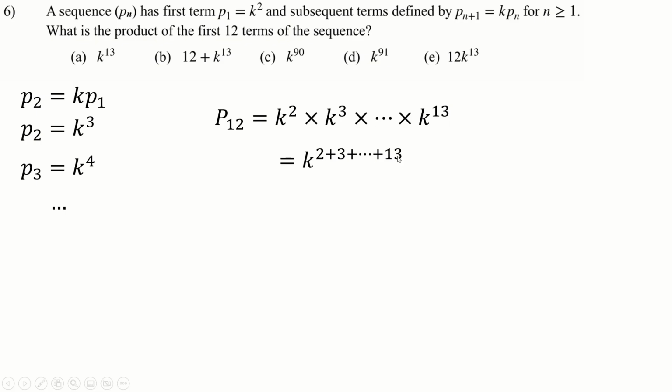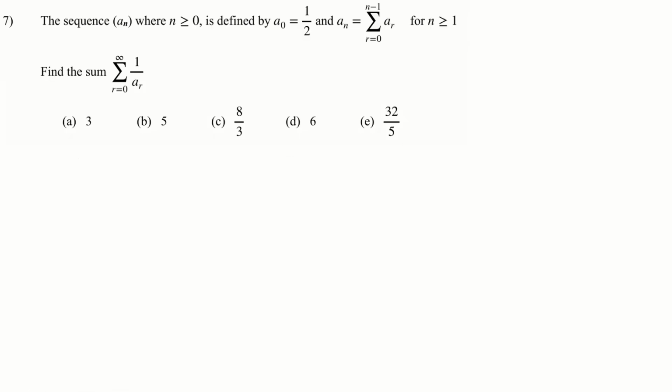You can work this out on your own if you want, or you can just say, well, what is 1 plus 2 plus 3 all the way up to 13? Well, it's 13 times 14 over 2, just using the little triangle formula, and then just take away the 1, because you don't actually have a 1 here. This is 7, 13 times 7 is 91, take away the 1 is 90, and we'll get k to the 90.